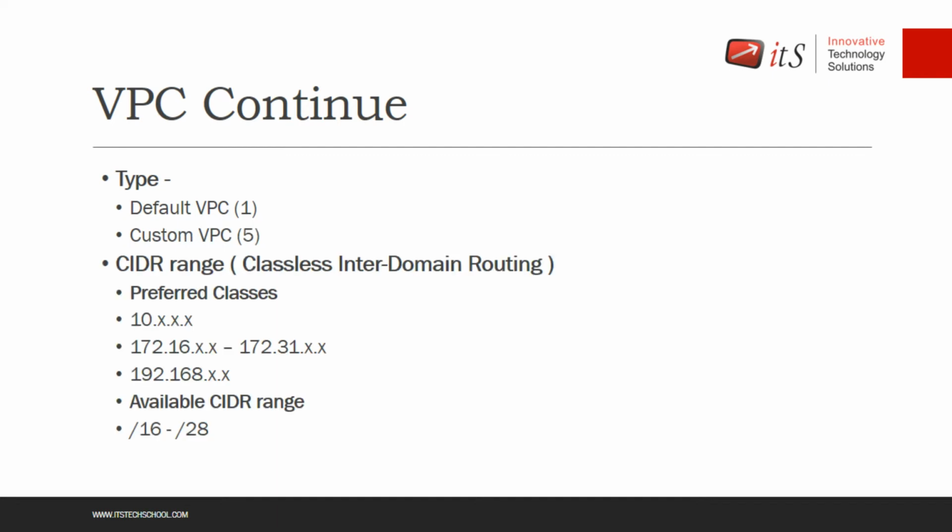Then the other thing that you need to know about the VPC is the CIDR range. That's the classless inter-domain routing.